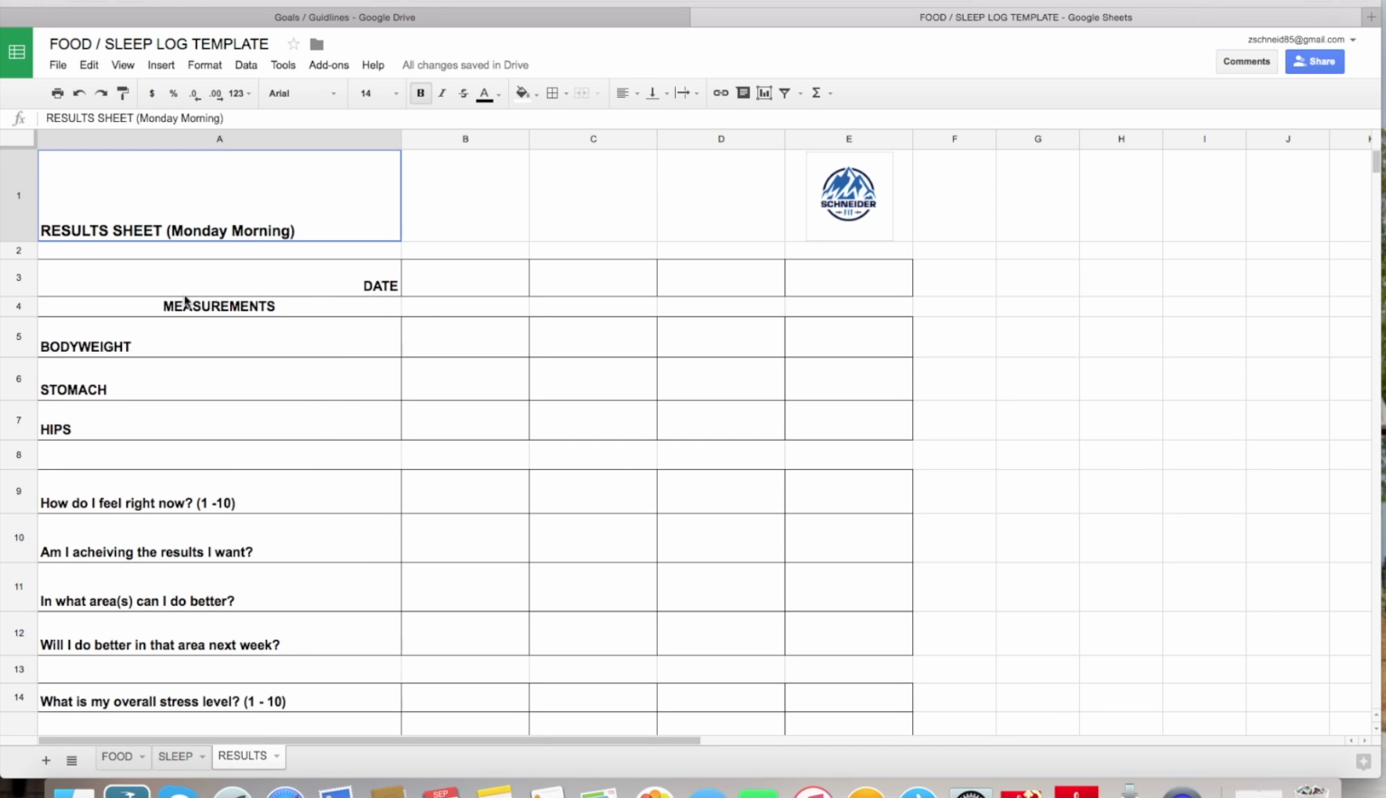And then the result sheet, yeah, what we're here for. I think it's best to do it on Monday morning. You're waking up, you're fresh, your willpower is high. Let's do it now. I've only set this up for 4 weeks. So you do this once a week at about the same time, on the same day of the week. But you can copy this and create another one for the next month.